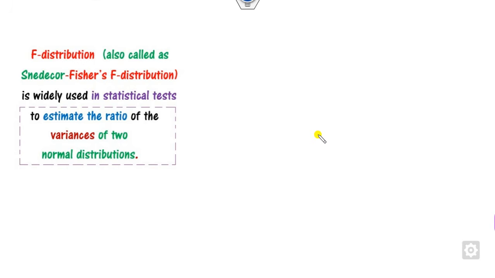So let's start with the F distribution. The F distribution is also called the Fisher F distribution, and it is widely used in statistical testing. Why is there a need for the F test? When you want to compare the ratio of two or more variances. So this F distribution is used to estimate the ratio of two normal distributions.